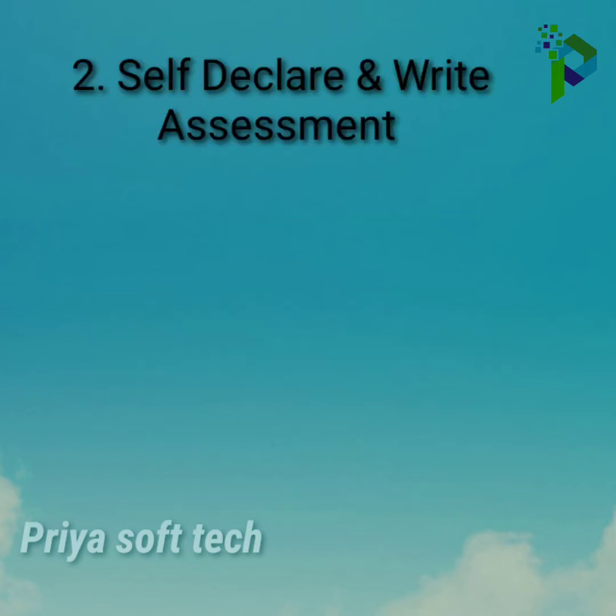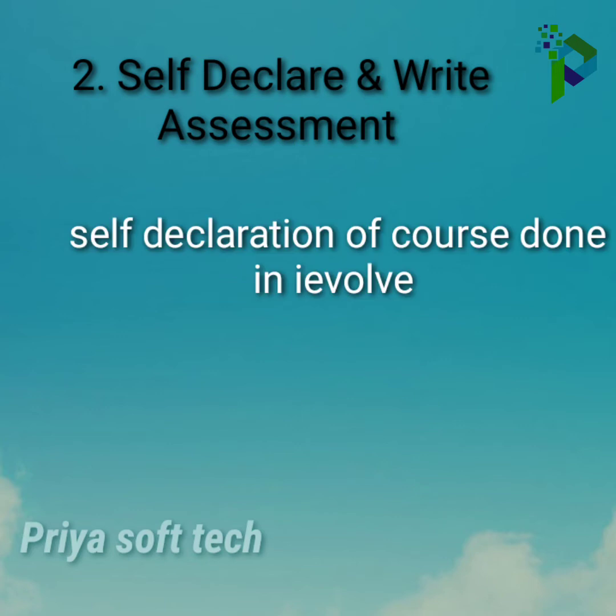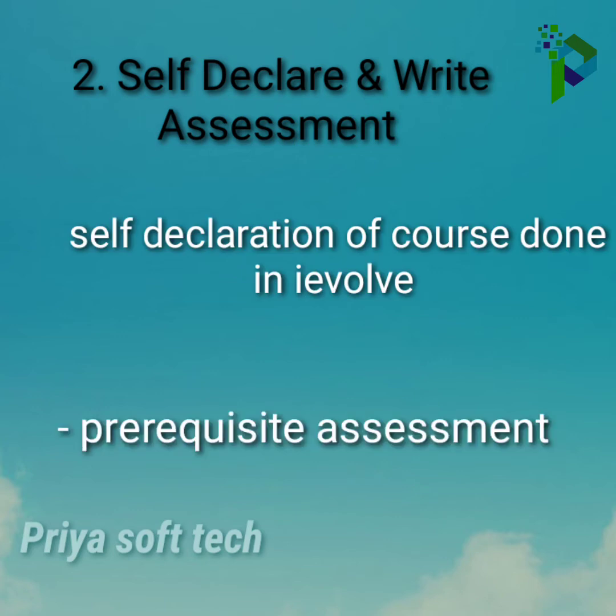And the second one is self-declare and write assessment. It is also called the direct path. It means if an associate is proficient enough in the required skills, they can directly take up a prerequisite assessment which will be tagged as a part of their course curriculum, and upon clearance the associate would be directly eligible for the final proctored assessment. It means there is no need to watch all those videos. It is the direct method.